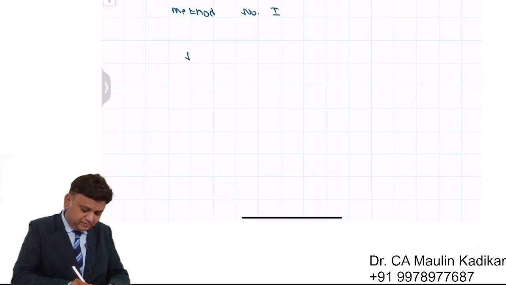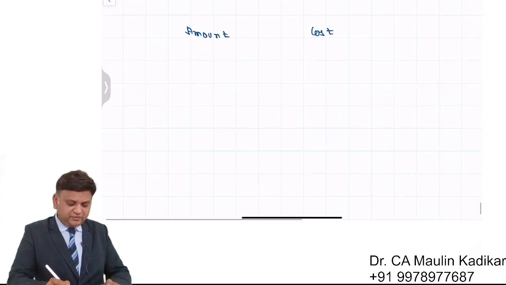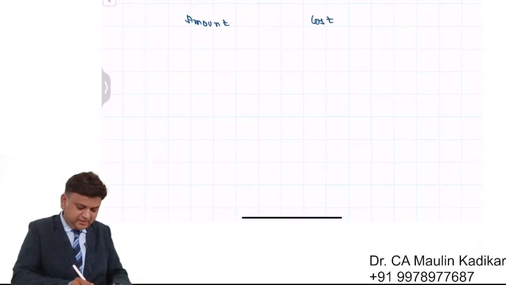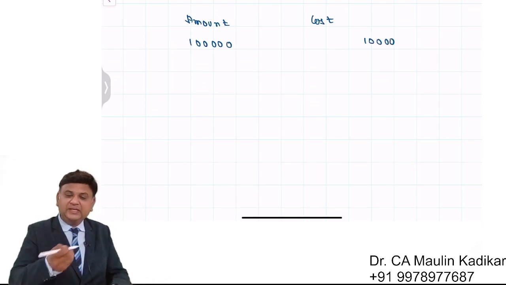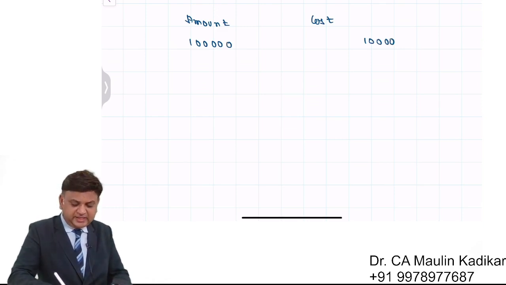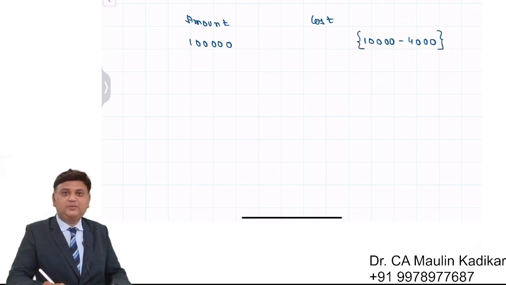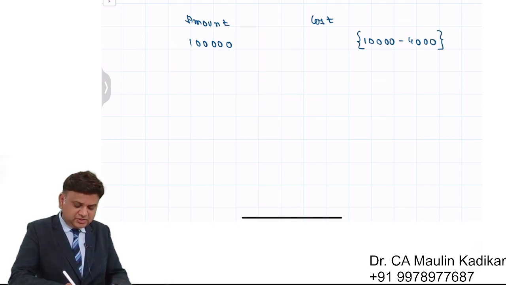See the amount and cost. What amount of the funds is used in the business? 1 lakh. What is the interest amount? Interest amount is 10,000. When you pay 10,000 rupees of interest, you get a tax saving equal to 4,000. So for using 1 lakh rupees in the business, your cost is 6,000.